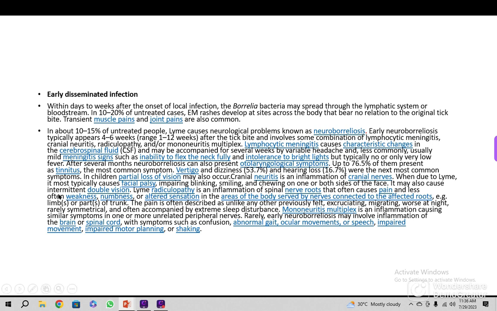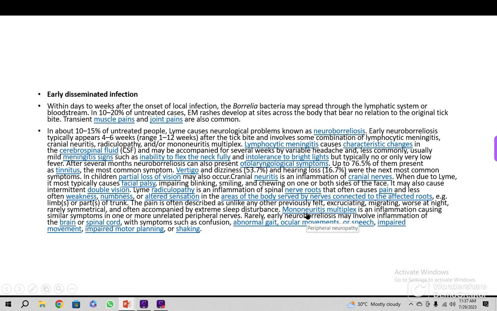So it will cause pain only according to the spinal segment concerned. Altered sensation, numbness, in the areas of the body served by the nerves connected to the affected roots, for example, limbs or parts of the trunk. The pain is often described as unlike any other previously felt. It is a neuritis, so it is an excruciating, burning, migrating pain, worse at night, rarely symmetrical, and often accompanied by extreme sleep disturbance.